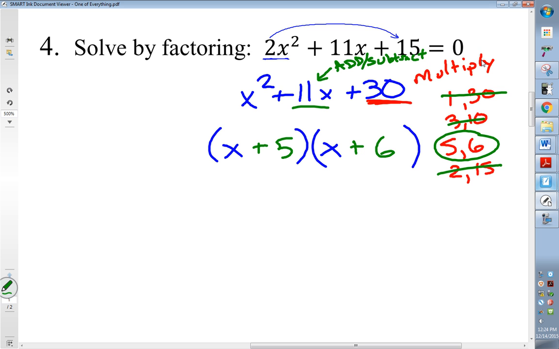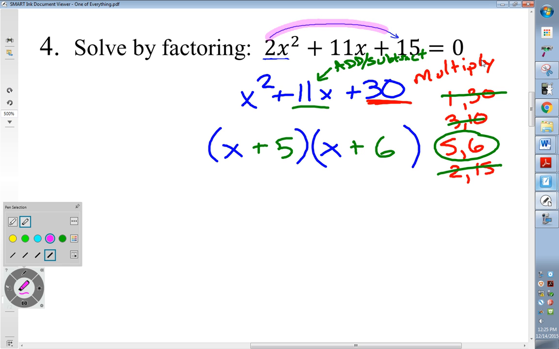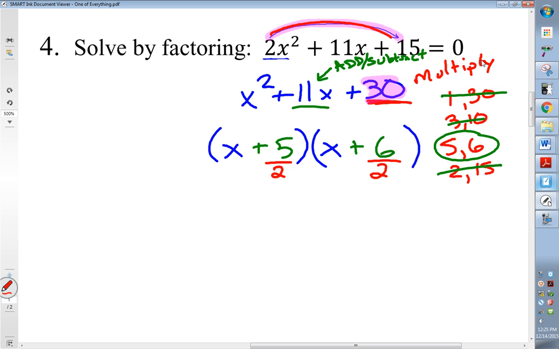But don't forget what we did earlier. In the very beginning on this problem, we borrowed that 2. We multiplied this number by 2. So if we did that, we then need to pay back. Again, here's what that means. If we multiplied by 2, to pay it back we're going to divide both answers by 2. So if you multiplied by 2 in the beginning, you're going to divide by 2 at the end.